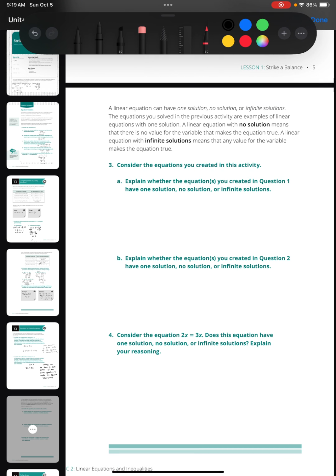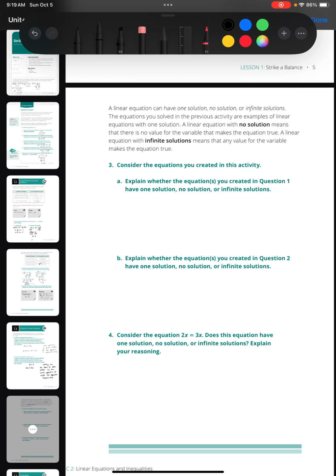All right, on the next page, a linear equation can have one solution, no solutions, or infinite solutions. The equations we solved in the previous activity were all equations with one solution. So a linear equation with no solution means that there is no value for the variable that makes the equation true. And a linear equation with infinite solutions means that any value for the variable makes the equation true. So explain whether the equations we created in question 1 have one solution, no solutions, or infinite solutions.